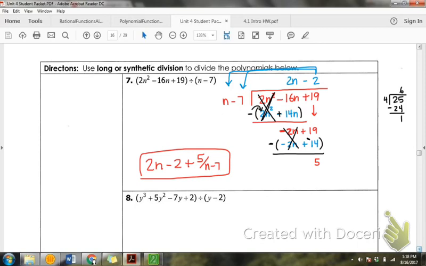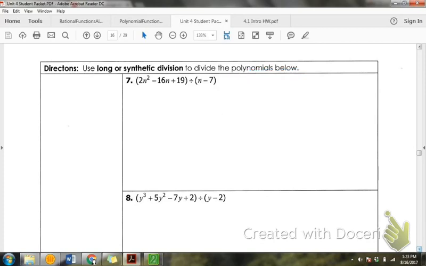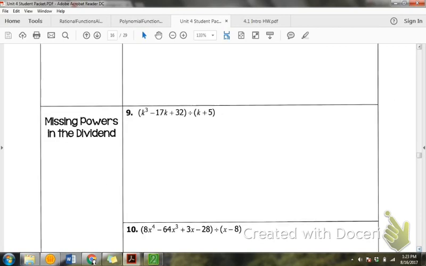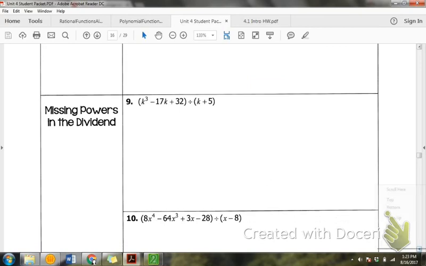Don't combine the negative 2 and the 5. The 5 is a remainder, so it gets its own piece of information. Okay, let's do one more before we learn about synthetic, because you're really going to like synthetic. That's why I showed it to you second, because if I showed it to you first, you wouldn't do long division. Okay, let's do number 10 with long division.